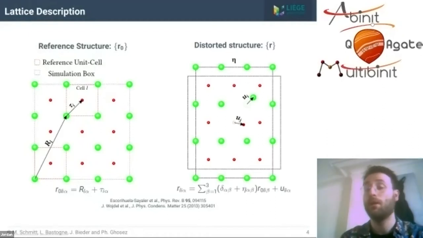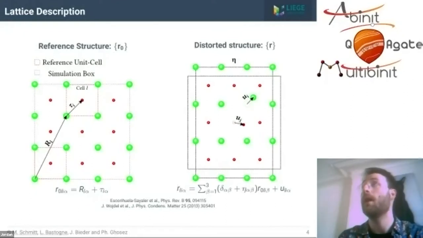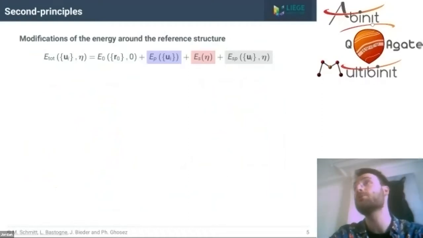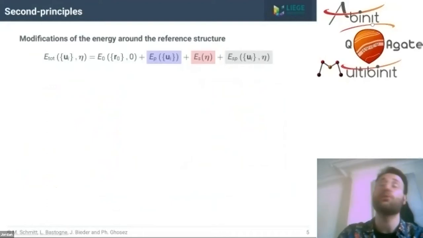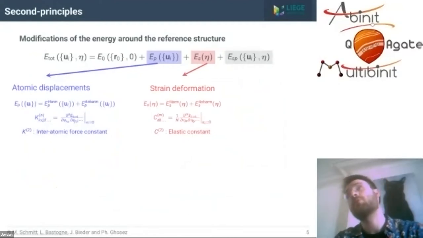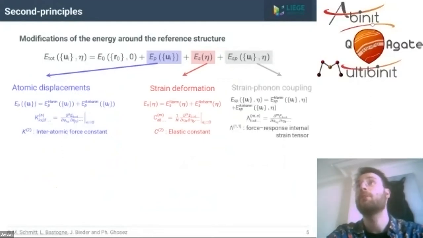We have, on one hand, a homogeneous strain eta that is acting on the simulation box, so on the big unit cell here, and we have the atomic displacements of each atom inside that box in Cartesian coordinates. These are the two parameters that we use to develop the total energy. So the total energy is for us just the energy of the reference structure plus three terms. The first one is the phonon term that depends only on the displacements, so only the U's. This we split further into a harmonic and anharmonic part. Then we have a strain term that only depends on the second parameter, the strain. And then we have the third term that is coupling both together, strain and phonon part.